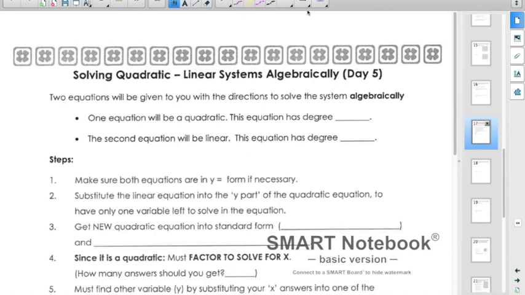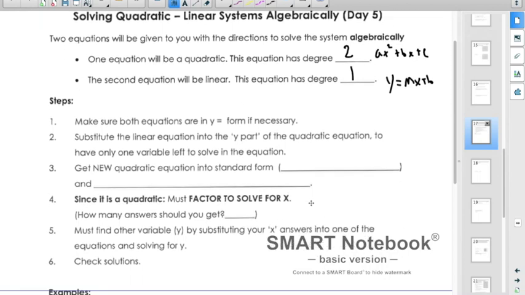So to do this, two equations have to be given to you, right? One equation has to be a quadratic, and that is an equation with a degree of 2, right? ax squared plus bx plus c. That's a quadratic equation. Got to have a degree of 2. The second equation will be linear. That has a degree of 1. y equals mx plus b. It's a linear equation. That's what it looks like.